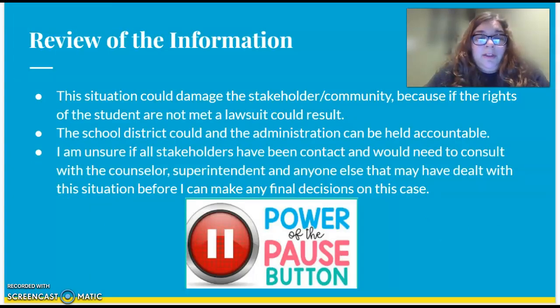All right, a review of the information. The situation could damage a stakeholder in the community because if the rights of the students are not met, a lawsuit could result. The school district and the administration could be held accountable. And I'm unsure at this point if all of the stakeholders have been contacted, and I would need to consult with the counselor, the superintendent, and anyone else that may have dealt with the situation before I can make any final decisions.